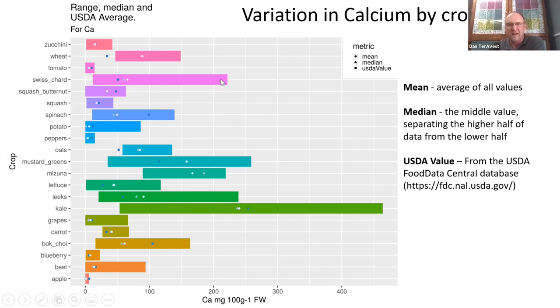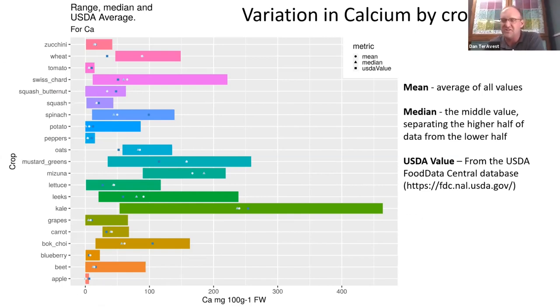So the minimum to the maximum of calcium content in every Swiss chard leaf that came into any one of those three labs. This is the mean, which is just the average of all the samples that we received in the lab. This triangle is the median. The median is another way of estimating an average.